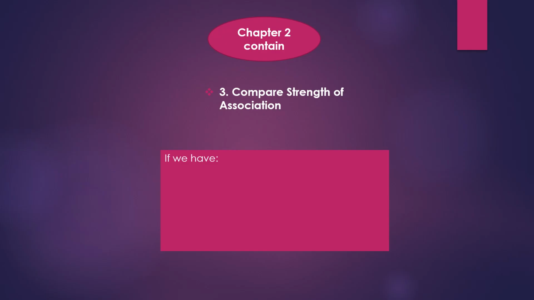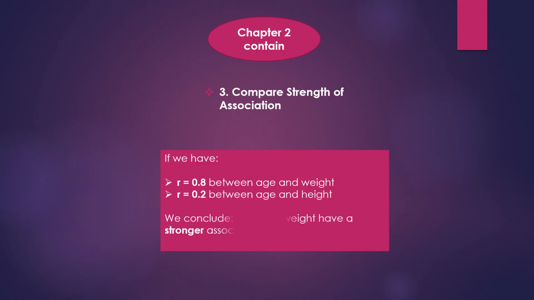Now, let's talk about how to compare the strength between two variables using the correlation coefficient R. For example, if we find that R equals to 0.8 between age and weight, and R equals to 0.2 between age and height, so we conclude that the age and weight have a stronger association.